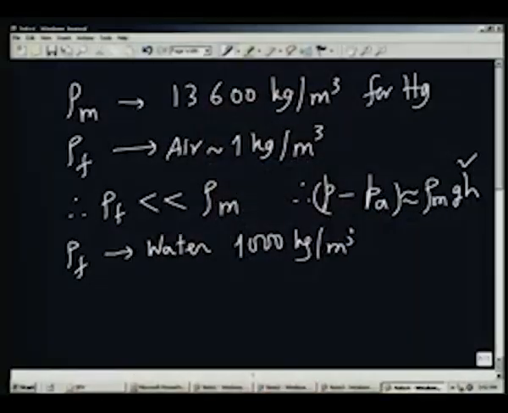But in all other cases, where rho f is not negligible compared to rho m in the density difference rho m minus rho f, we have to take into account both rho m and rho f in the calculation. This is very important to remember. We have now discussed the case of a U tube manometer, where the two limbs of the U tube have the same diameter, but many times we use a well type manometer, which I will show you.